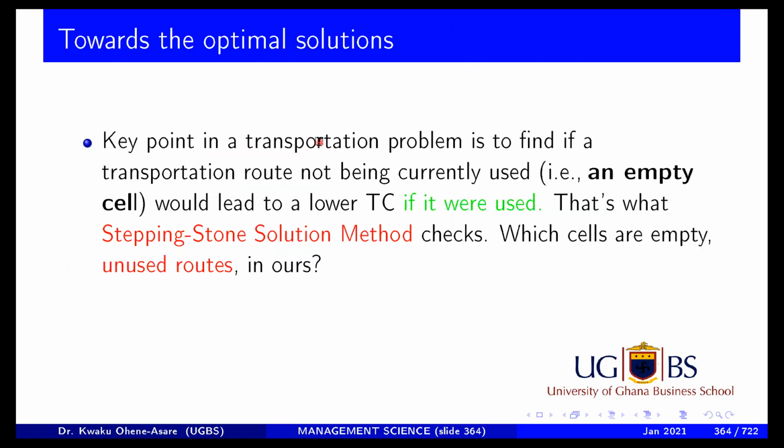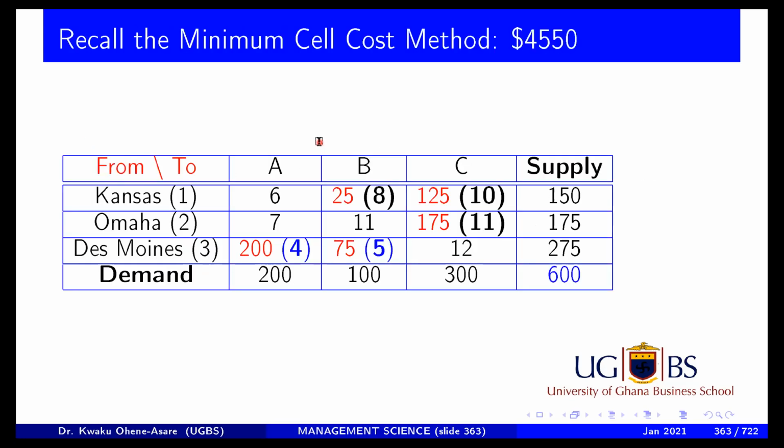Now, the key point in the stepping stone method is this. When you look at the transportation model itself, our goal is to find a transportation route which is not currently being used, an empty cell, but which would have led to a lower total cost if it were used. That is the whole principle. That is what the stepping stone solution method is checking: is there a particular route which is currently not being used, but probably would have led to a lower cost had it been used?